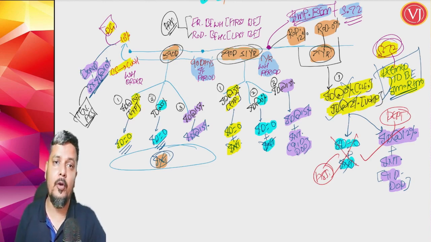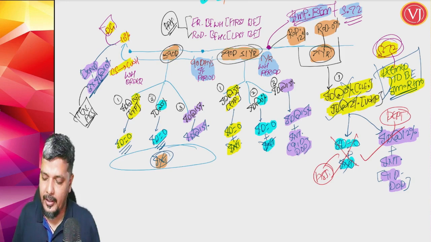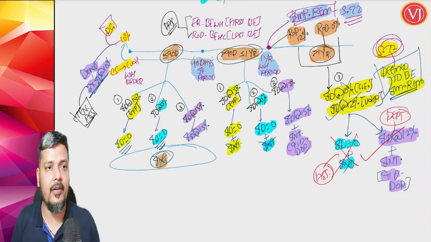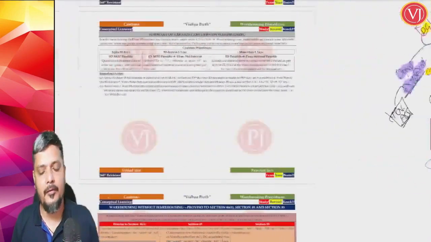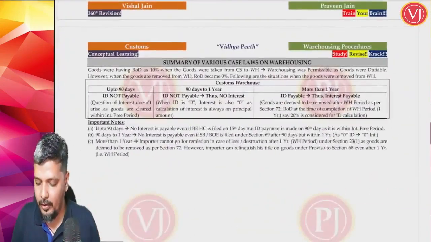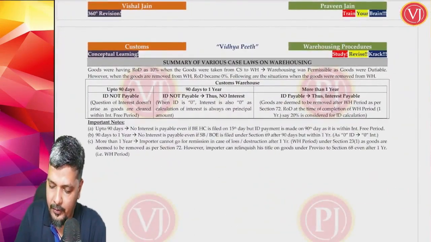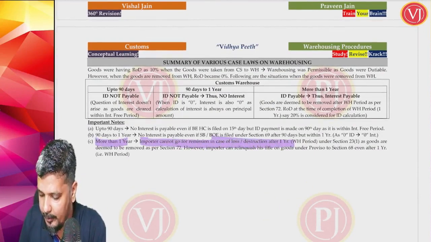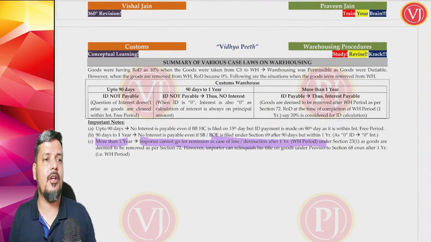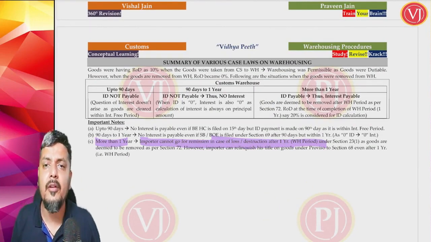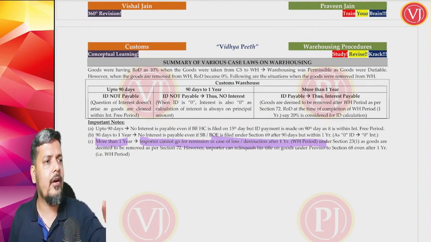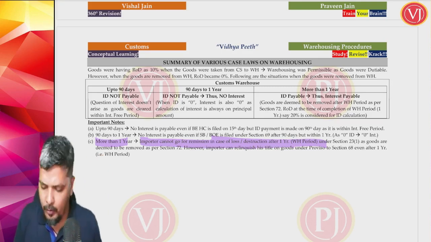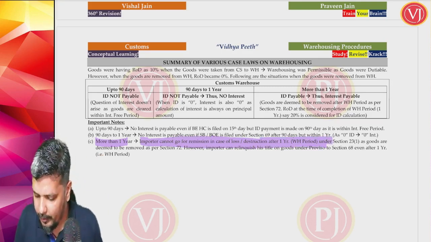Actually, ICA can ask a beautiful question, giving all the data, important in the last area. And this concept of deemed to be removal is applied even for your remission, which means when the period of 1 year is over, importer cannot go for remission. You cannot go for remission in case of loss and destruction. Why? When period of 1 year is over, the goods are deemed to be removed. Now you cannot apply for remission.